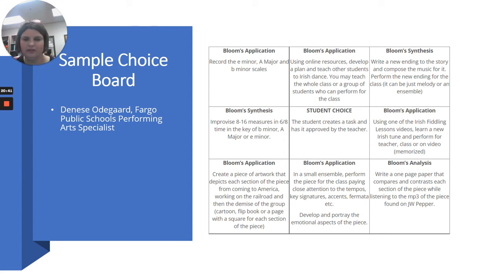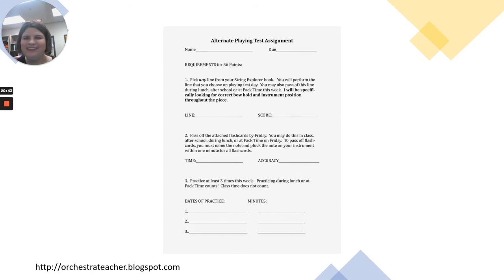This is another one I really liked. This is an alternative playing test assignment. So instead of just saying, okay, everybody's going to play bars 7 through 20 on Friday, this actually gave, again, students a choice. This teacher gave the students 3 different choices. This came from Angela Harmon's website. I've put her link there at the bottom. She's the orchestrateacher.blogspot.com. She has so many great free resources. Her website's completely free. Lots of great advice in her blog.